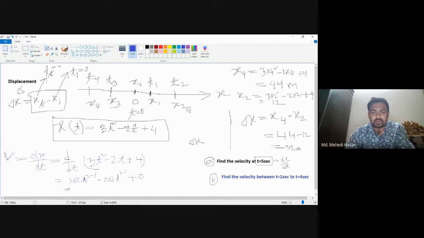So this is equal to 6t minus 2, and we know that if the power is 0, then it will be equal to 1, so t to the power 0 is 1. So 6t minus 2 is the velocity, instantaneous velocity. Now after differentiating, you have to put the value of t, so it will be v5. So here t equal to 5, so v5 equals 6 into 5 minus 2, which is 30 minus 2, which is 28, and the unit of the velocity is meter per second. Okay, unit is meter per second.